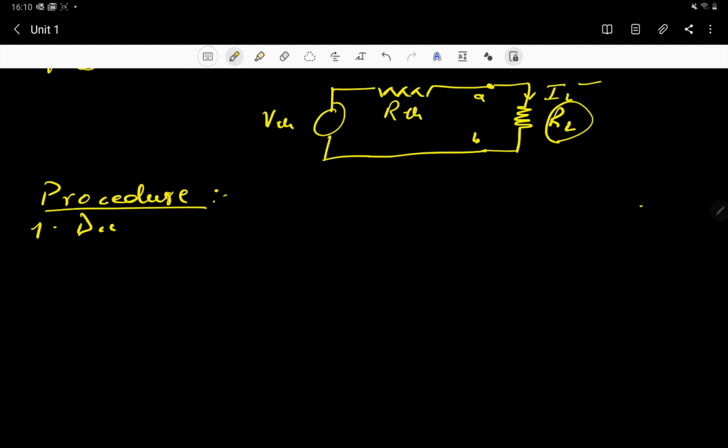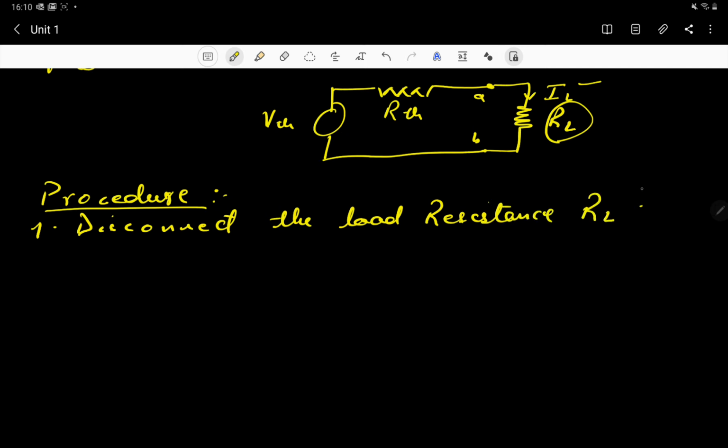Okay, disconnect the load resistance RL, okay, from the circuit. Okay, RL should be removed from that circuit across which you want to find out the current. Okay, whatever the circuit may be. First step will be this one. Okay, then second one, calculate the open circuit voltage.